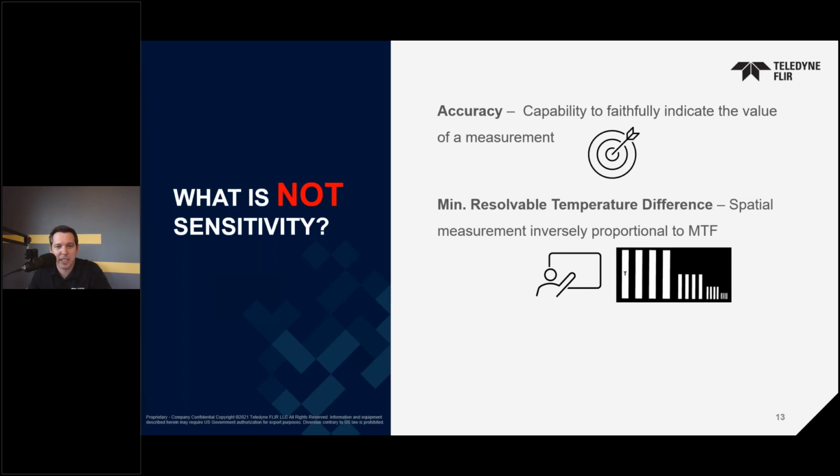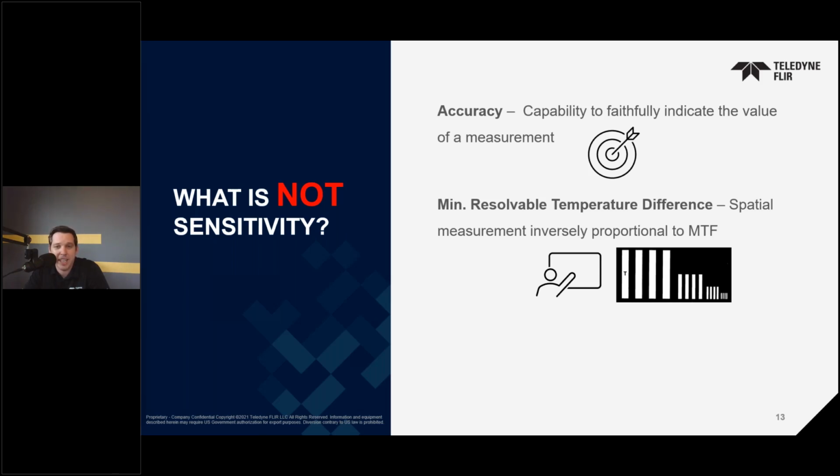The next would be minimum resolvable temperature difference. NEDT is not the same as MRTD. The term here is resolvable, and that's what you need to pay attention to. Minimum resolvable temperature difference is an observable spatial measurement, typically performed by an operator or technician to determine the minimum temperature difference at which the 4-bar target that you see here can be resolved.